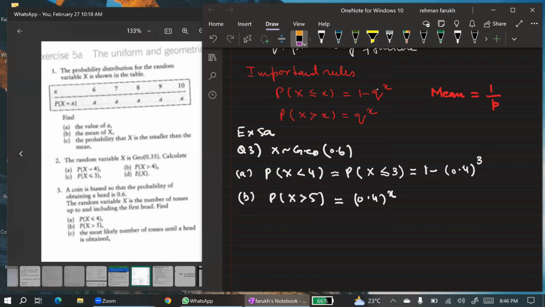C part is: we will find out the probability of x is equal to 1. This one is 0.6. That is, in the first trial we will get the first success. X is equal to 2: the probability is the first one is failure and the second one is success.